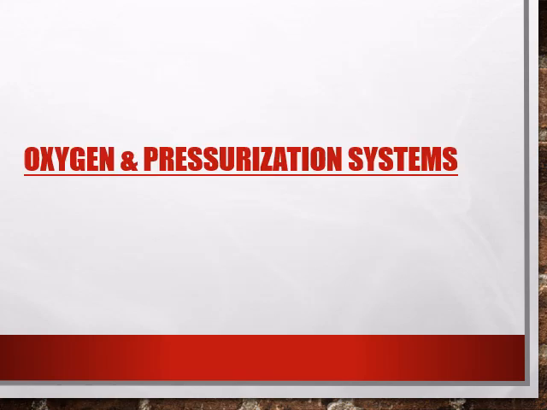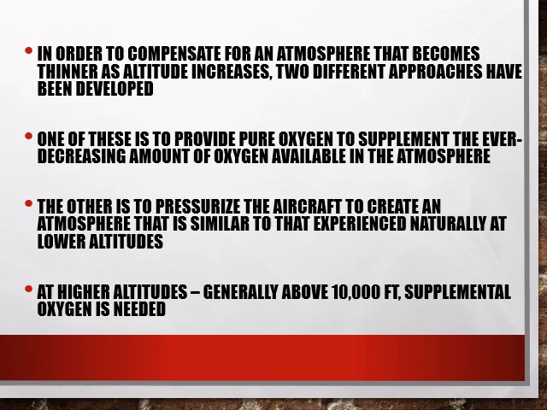Let us dive deeper into oxygen and pressurization systems. To offset the decreasing oxygen levels at high altitudes, aircraft use two main strategies: supplying supplemental oxygen and pressurizing the cabin. Above 10,000 feet, oxygen must be added to maintain safe physiological conditions. Pressurization systems simulate lower altitude environments to keep occupants safe and comfortable.